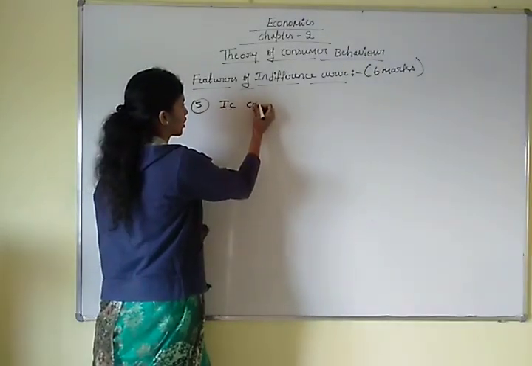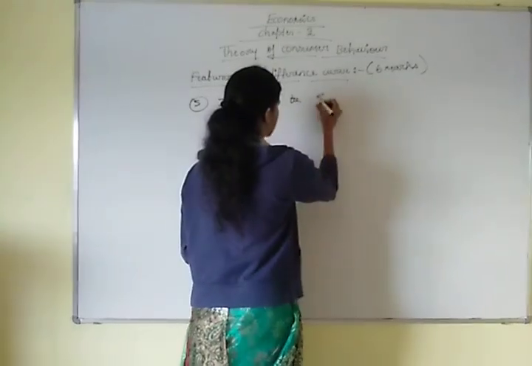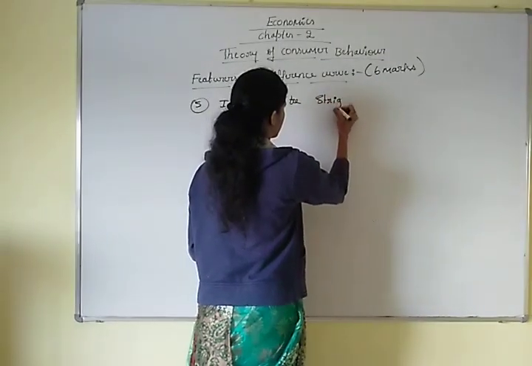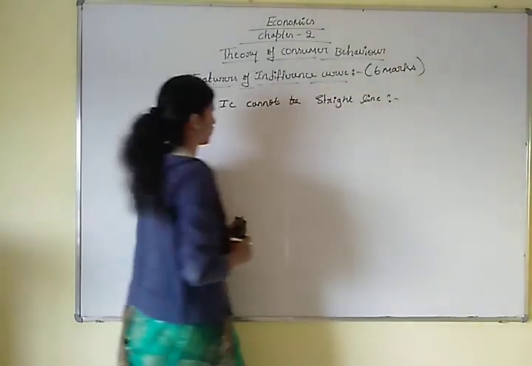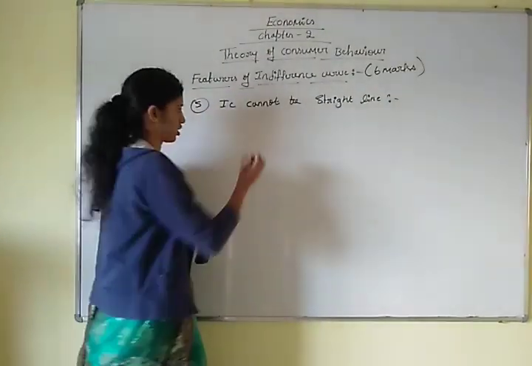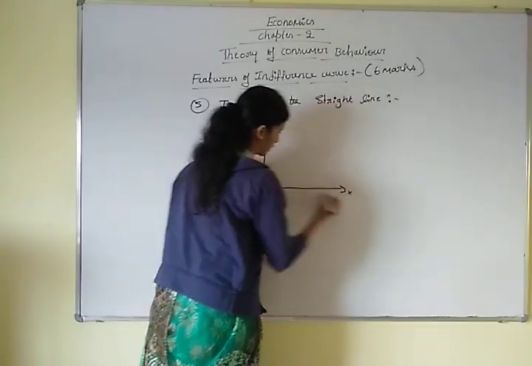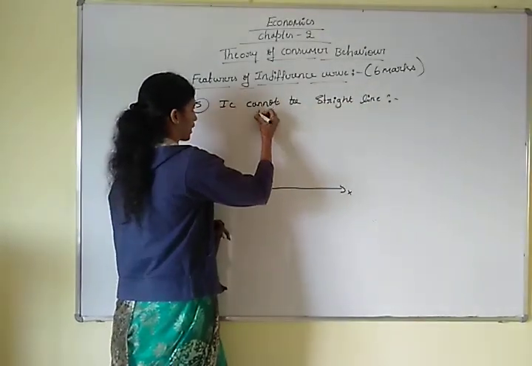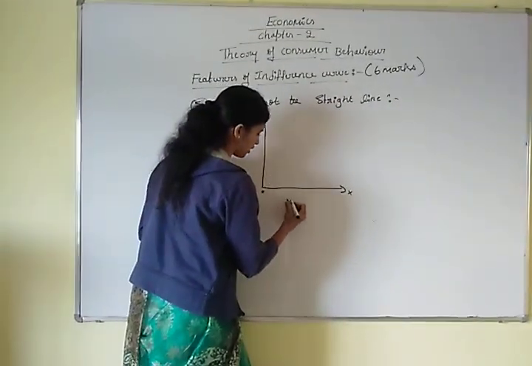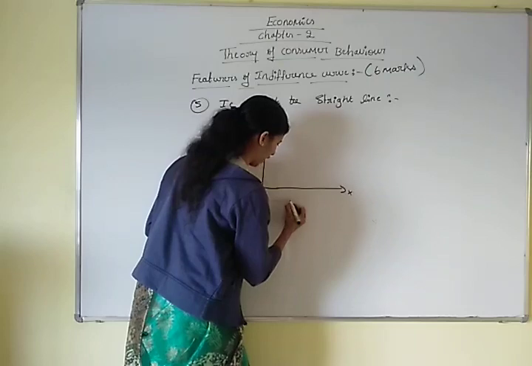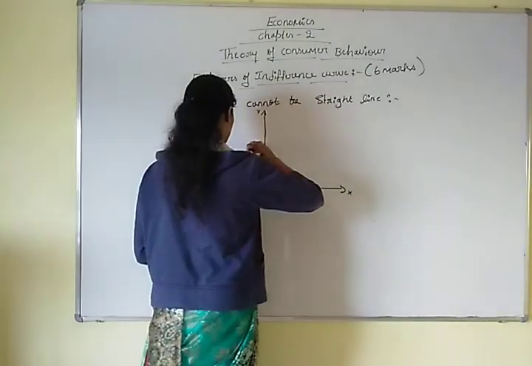The indifference curve cannot be a straight line. So the fifth one is that the indifference curve cannot be a straight line. In the diagram, the x-axis and y-axis represent the same banana or goods or any other, and the y-axis represents mango.